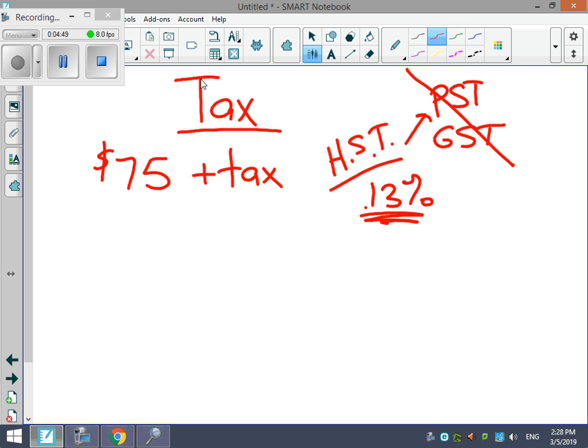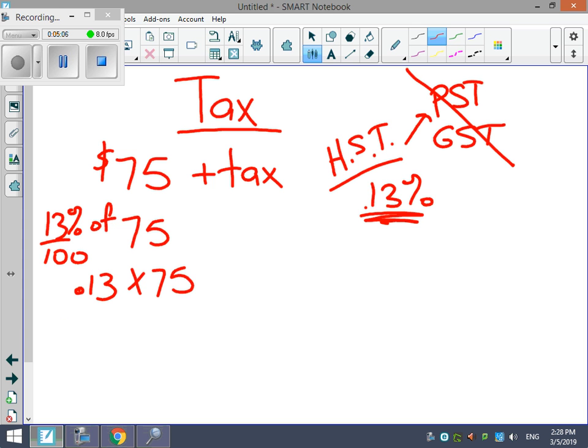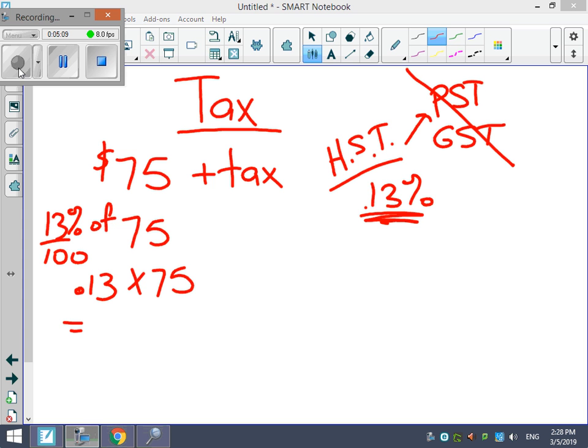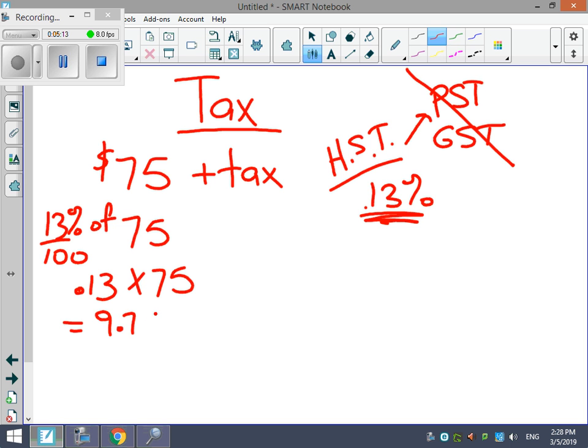This time we have to add it to our price. So it's still going to be $75, but we have to find out what 13% of that is. So it's really 13% of 75. We change that to the decimal, 0.13, and multiply it by 75, and we're going to get $9.75. And remember, guys, that's extra. That's on top of the $75 already.